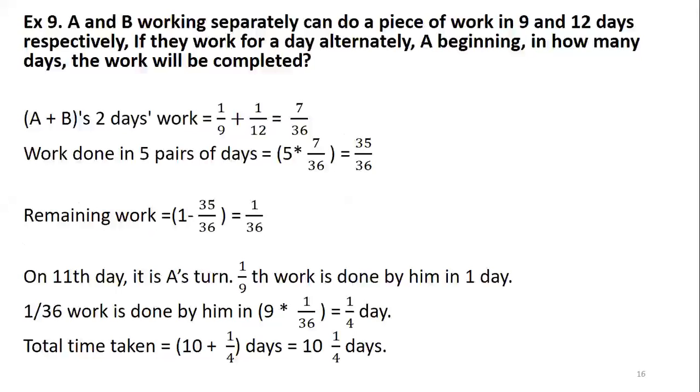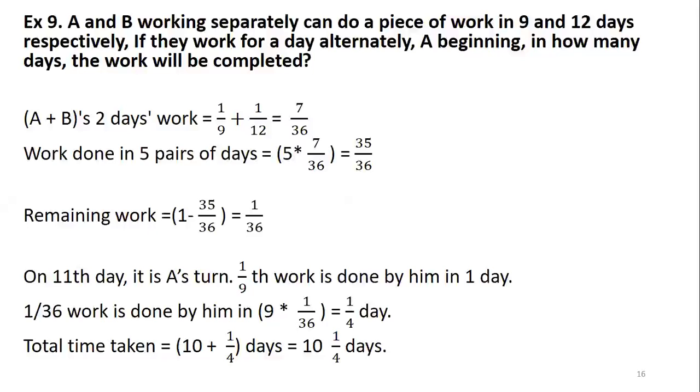A and B working separately can do a piece of work in 9 and 12 days respectively. If they work for a day alternately, A beginning, in how many days will the work be completed? So that is like alternate, like driver or some machine. One day one person works and the next day it's rest for him, like that.